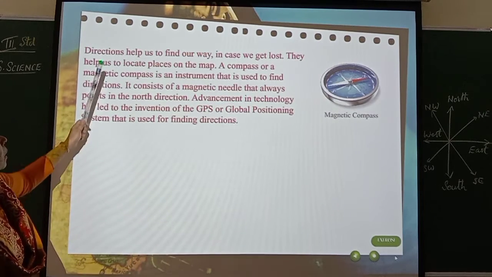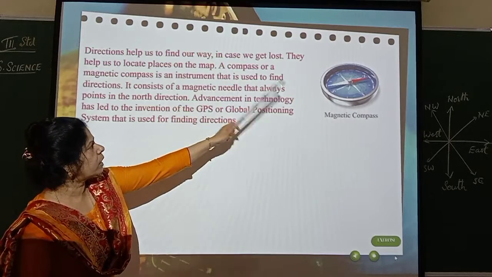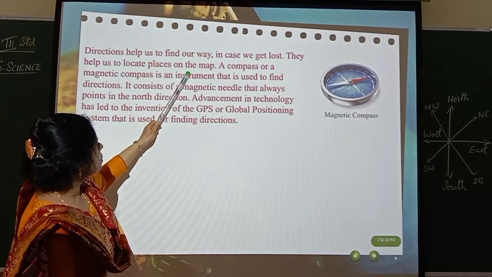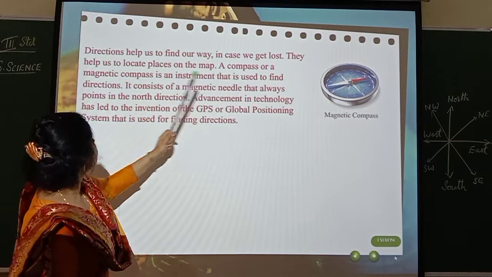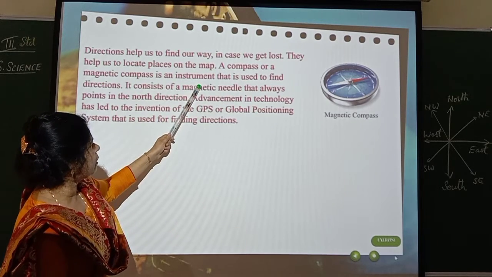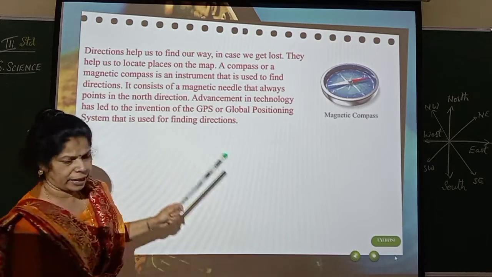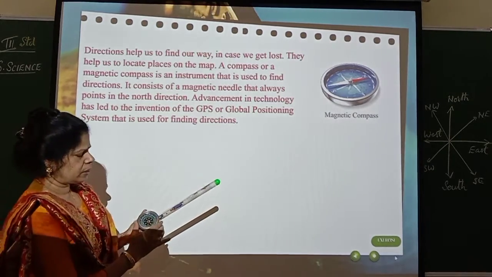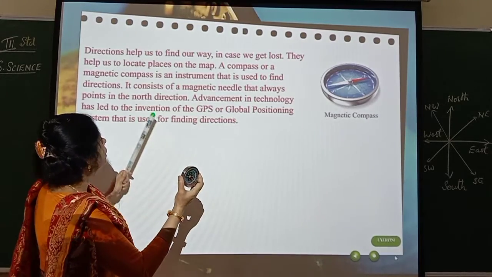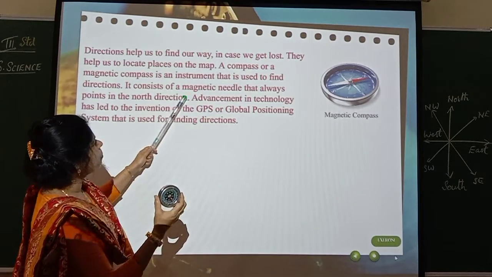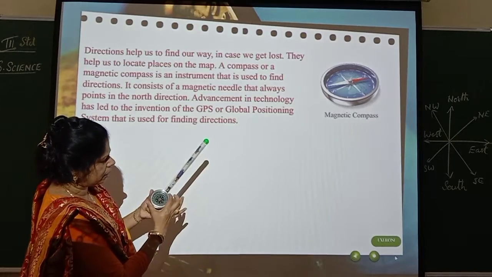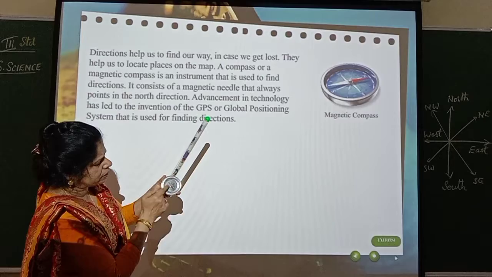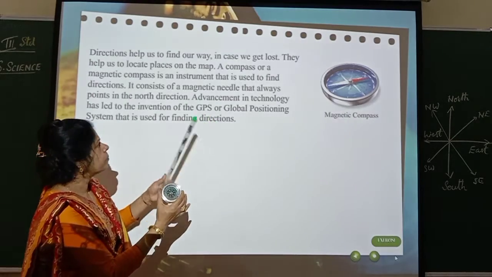Now, directions help us to find our way in case we get lost. They help us to locate places on the map. A compass or a magnetic compass is an instrument that is used to find directions. So it's a magnetic device which is used to show the directions. It consists of a magnetic needle. Can you see a needle here? One side is red color, one side is silver color. Okay, it's a magnetic needle.